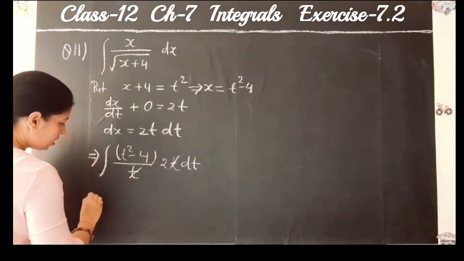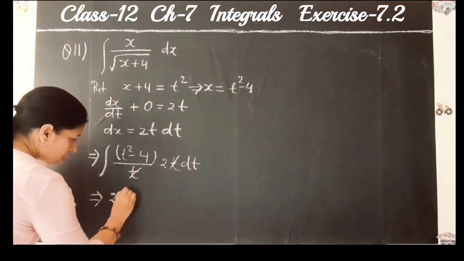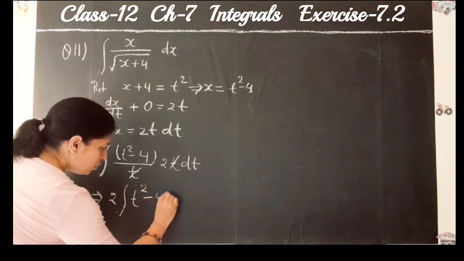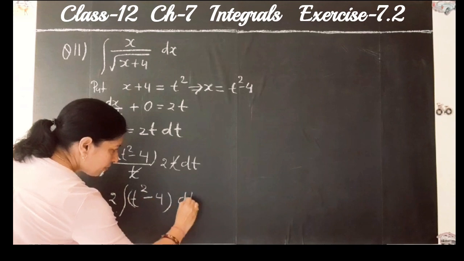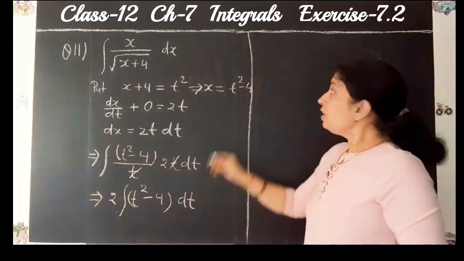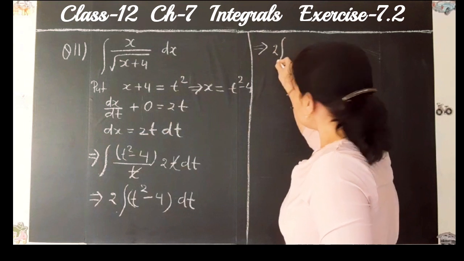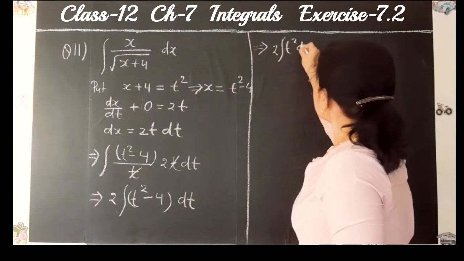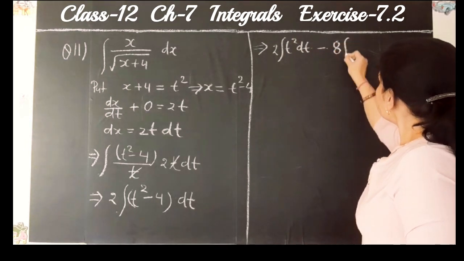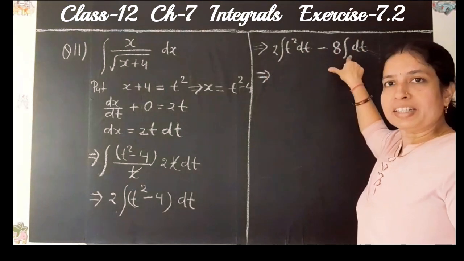Divide t by t, it will cancel, and here 2 is a constant, so take it out. So we can write 2 integral of t square minus 4 dt. Now write them separately, both integrals: 2 integral of t square dt minus 4 times 2, that is 8, integral dt. Now both are in standard form.